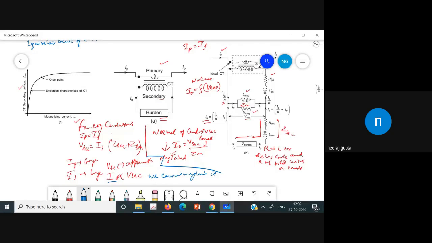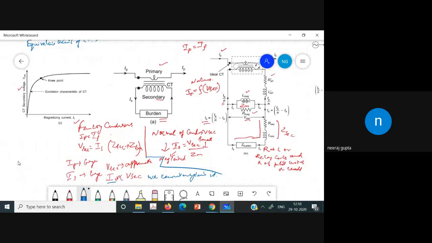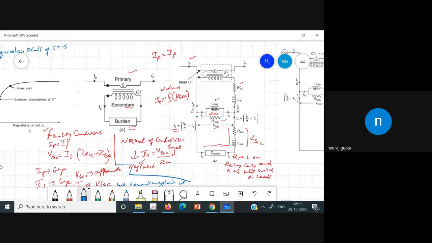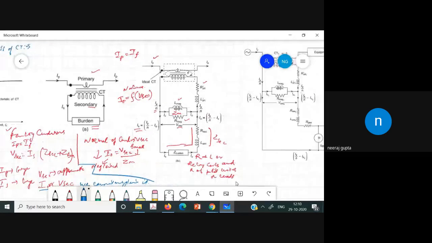Now, this is actually the CT equivalent circuit of a single CT. What we do is use this CT in the differential protection. This is the equivalent circuit of a single CT. Now we will have the two CTs in the differential scheme, that is, on both sides we will use this equivalent circuit. Now we will have the diagram.